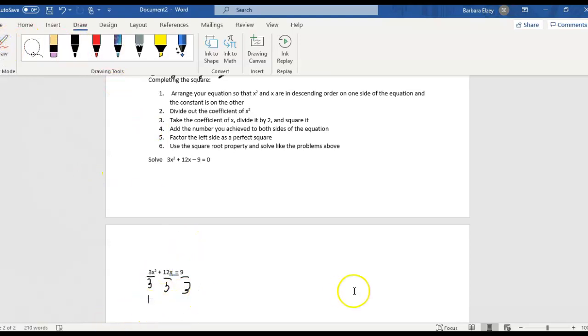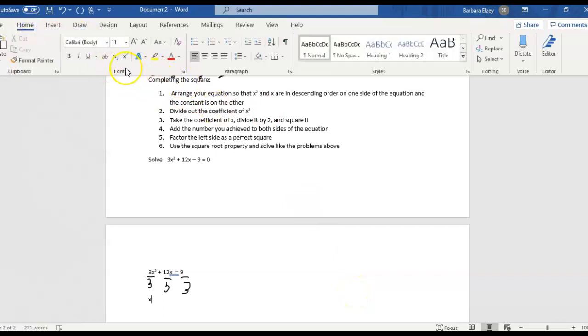All right, so I'll go down here to this line. So I'm left with x squared for my first term. 12 divided by 3 is going to be 4x, and 9 divided by 3 on the other side will be 3. All right, so we've done step 2. Now let's take the coefficient of x, divide it by 2, and square it. So if I take this number right here, the 4, and divide it by 2, that is 2. So just down to the side here, 4 divided by 2 is 2.